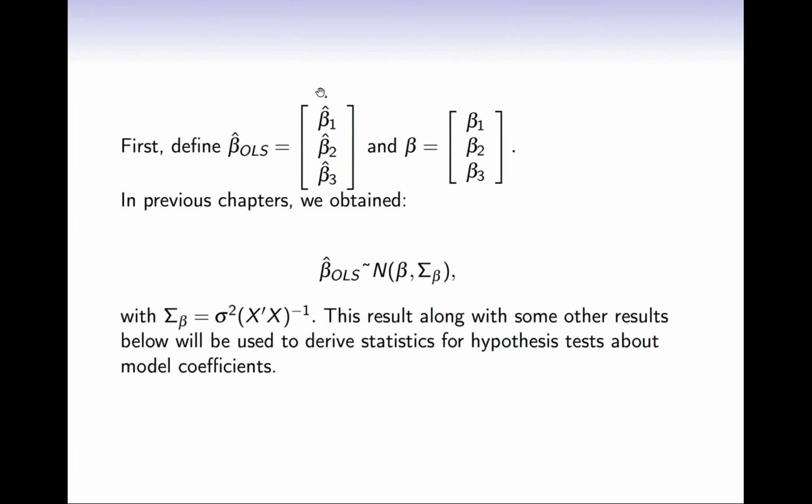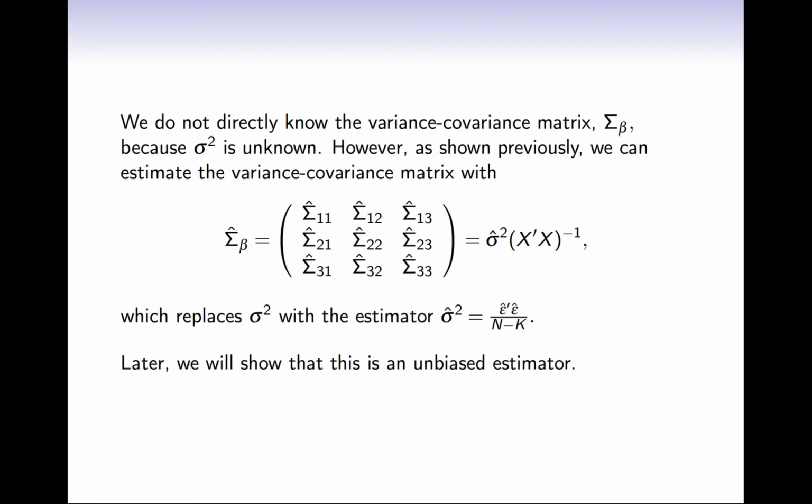Okay, so define beta hat OLS to be the fitted model coefficients and beta to be the true model coefficients. So the true ones are unknown. In previous chapters, we obtained the distribution of the OLS estimator, right? And this was the variance expression that we derived. And we're going to use this to derive statistics for testing hypotheses about the true betas. Okay, we do not know exactly the variance covariance matrix. We know X prime X, but we don't know sigma squared. And this is the estimator we will use instead.